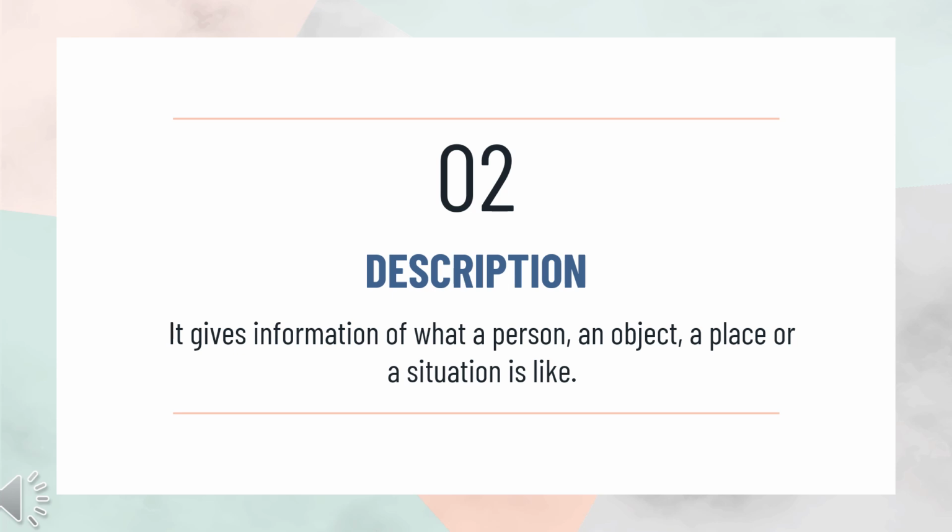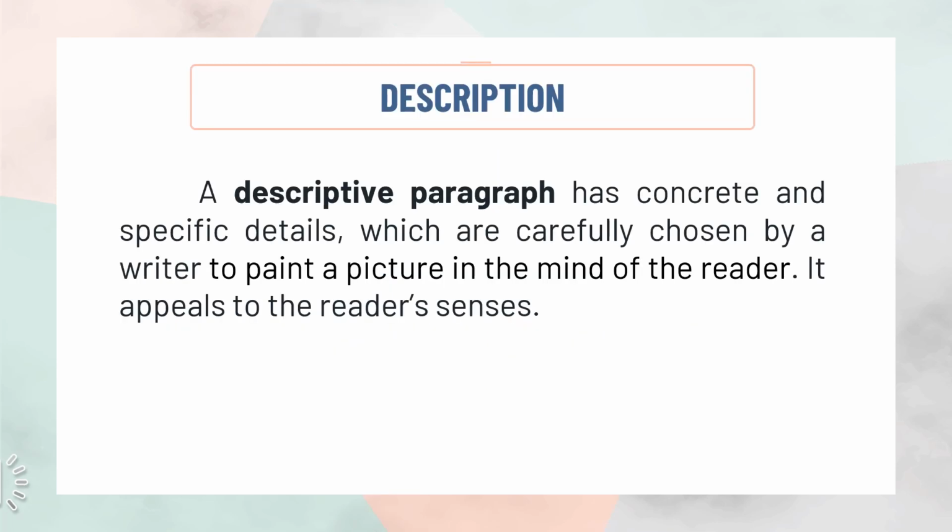Number two, we have the description. In description, since we are pertaining to description, we have to give information. We have to describe what a person, an object, a place, or a situation is like. Giving description is also giving information or describing a certain thing. Under description, we have the descriptive paragraph. A descriptive paragraph has concrete and specific details, which are carefully chosen by a writer to paint a picture in the mind of the reader. It appeals to the reader's senses, and there are signal words that we can use in order for us to successfully describe a certain thing.